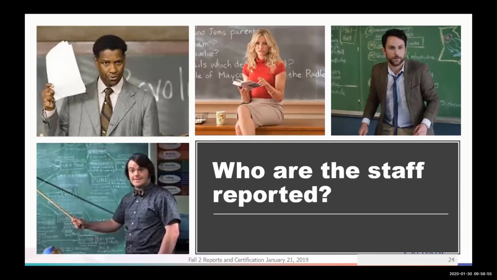So let's take a moment and think about who are the staff reporters. We know they need a SEID, but what kind of jobs do they do, or what are their classifications? Or better yet, what are the requirements? What are the two things that they need to be reported for Fall 2? Who should and shouldn't be reported for Fall 2? Do you need to report all staff employed by the district or charter school?